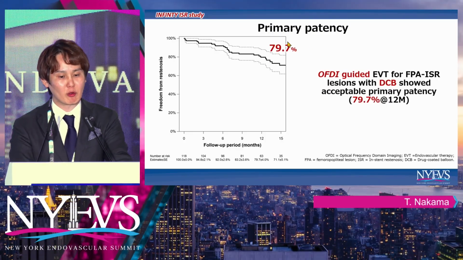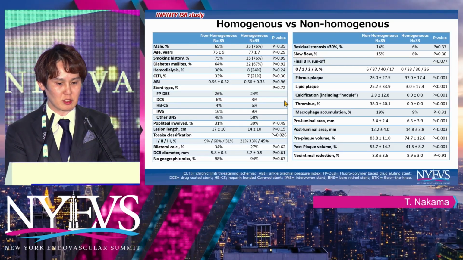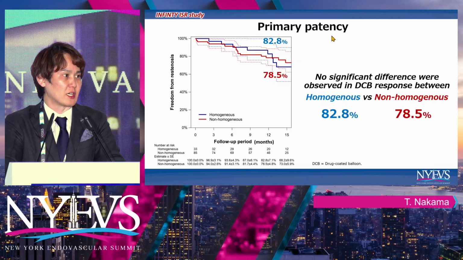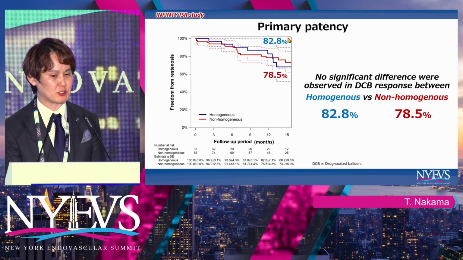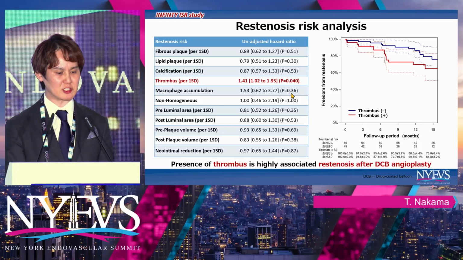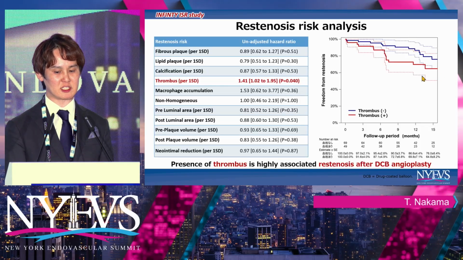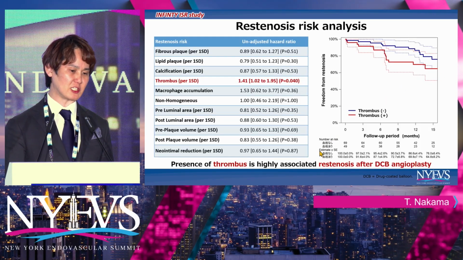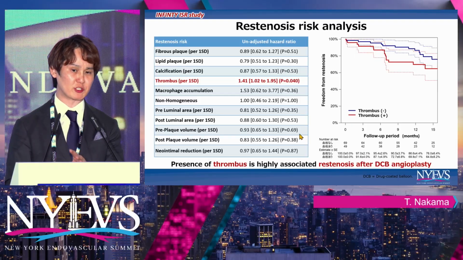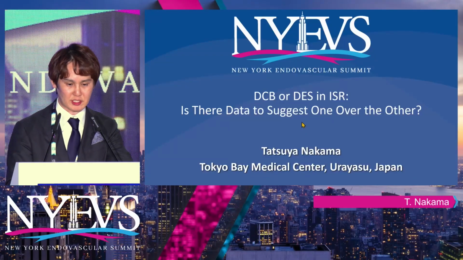The primary patency in the overall cohort is, as you can see, a very busy slide. Some differences are observed between the homogeneous and non-homogeneous patterns. But unfortunately, due to the small sample size, there is no significant difference in primary patency between the homogeneous and non-homogeneous cohorts. Interaction analysis showed thrombus is the only predictive factor negatively affecting the DCB response. Anyway, we have to distinguish each material in each stent occlusion or restenosis pattern, and we have to consider the best strategy for each ISR or ISO lesion. Thank you very much.